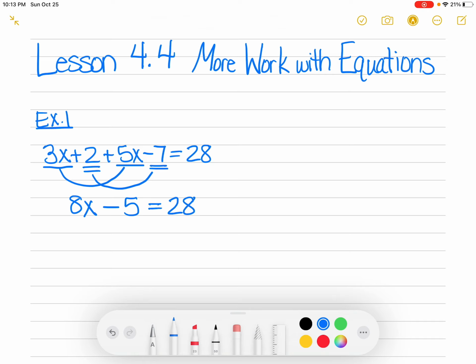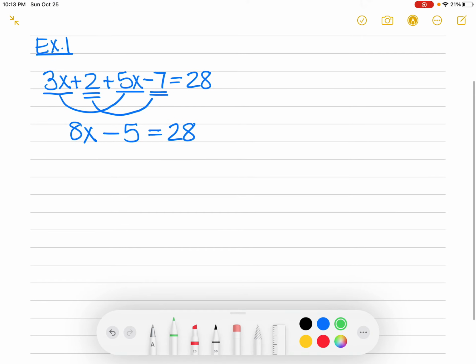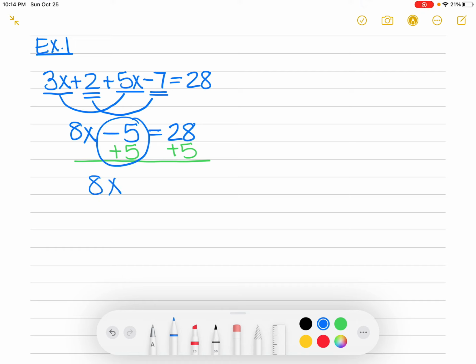Once I did that, it's the same thing as we've been doing in solving two-step equations. I'm going to add 5 on both sides. This will be 0, so I get 8x equals 33. Then I'm going to divide by 8. Notice if you put 33 divided by 8 into your calculator, you would get decimal points. I don't want decimal points, so I'm going to leave it as a fraction, 33 over 8. And that's my answer.